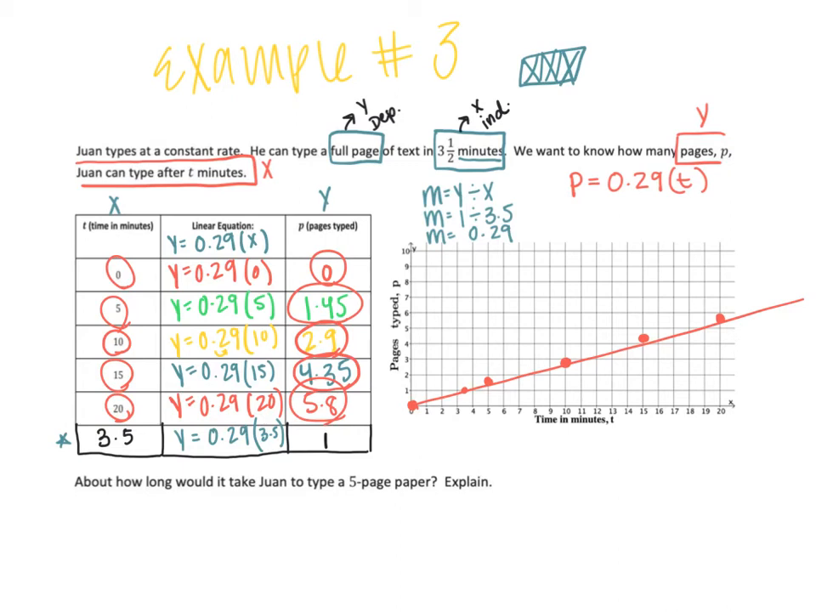And then we have this question at the bottom. It says, about how long, and keyword about, I'm just kind of guessing, would it take Juan to type a 5-page paper? So what I'm going to do is go to 5 pages. It's right here. I was trying to circle it, but 5 pages is right here. I'm going to draw a line from 5 pages and see where it hits on this line. Oh, it's going to hit right there. So wherever it hits, I'm going to drop straight down. And then I can guess that it's going to take him about 19 minutes to write 5 pages.